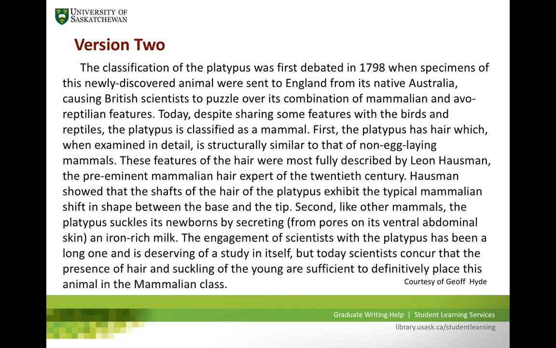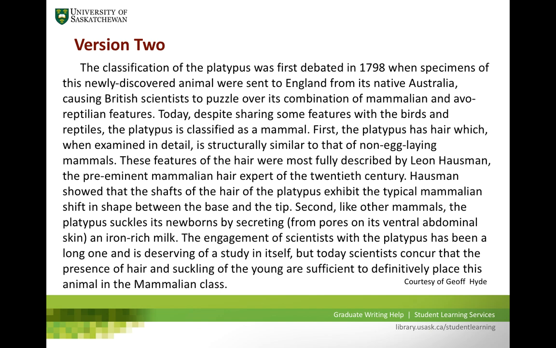The classification of the platypus was first debated in 1798 when specimens of this newly discovered animal were sent to England from its native Australia, causing British scientists to puzzle over its combination of mammalian and sauropsid reptilian features.